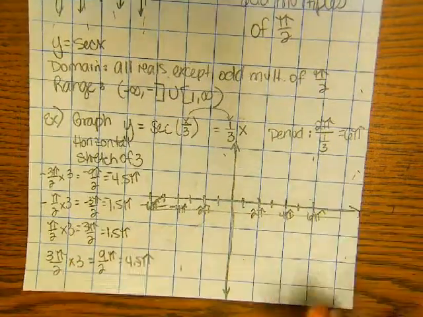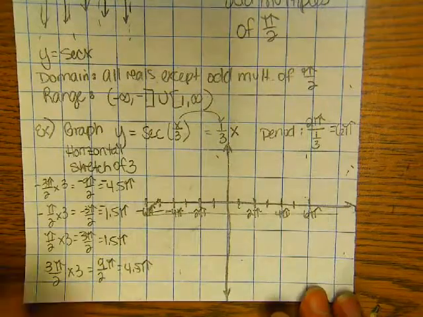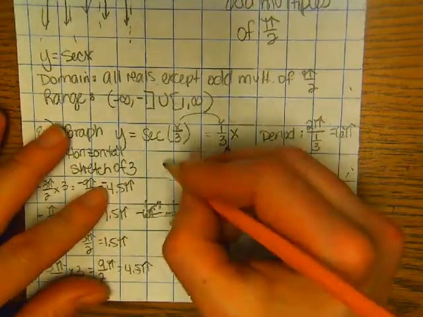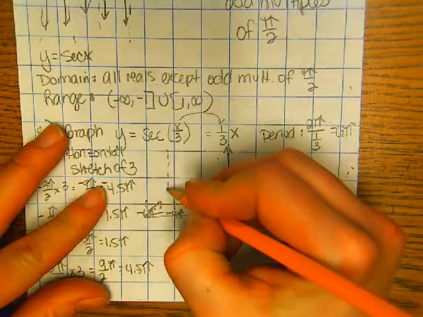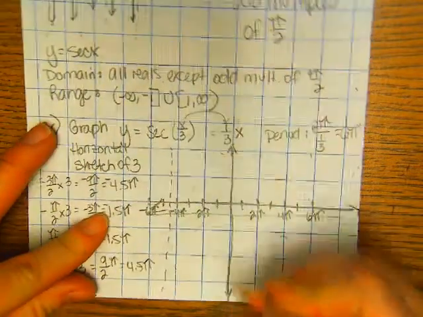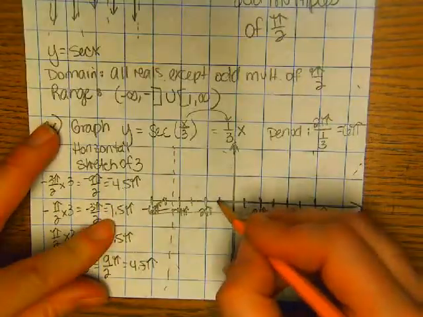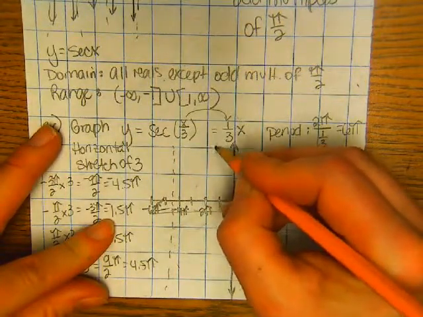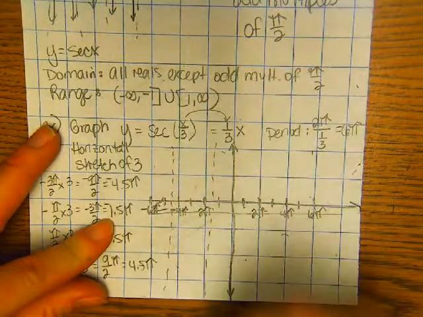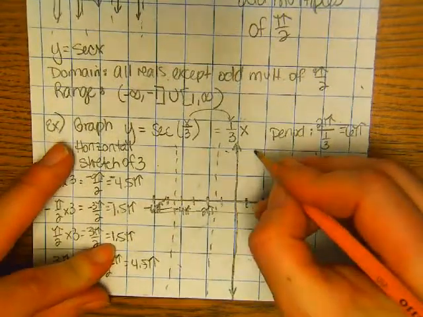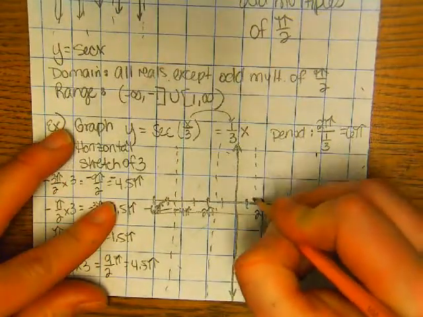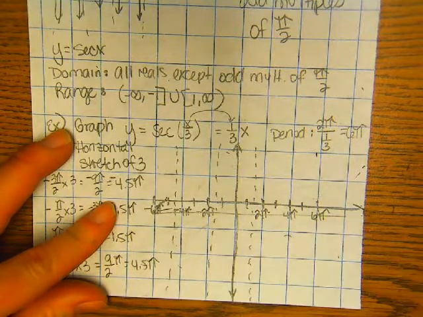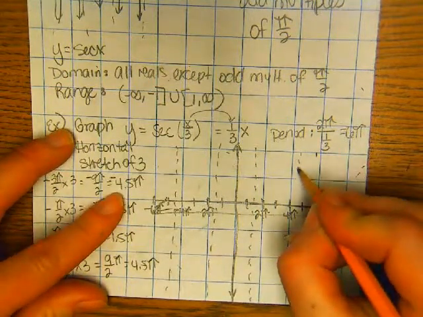Okay, so let's put some asymptotes on here. Let's put one at negative 4.5 pi. That would be halfway in between negative 4 pi and negative 5 pi. I'm going to then put another one at negative 1.5 pi, which would be halfway in between negative 1 and negative 2. I'm going to put another one at positive 1.5 pi and positive 4.5 pi.